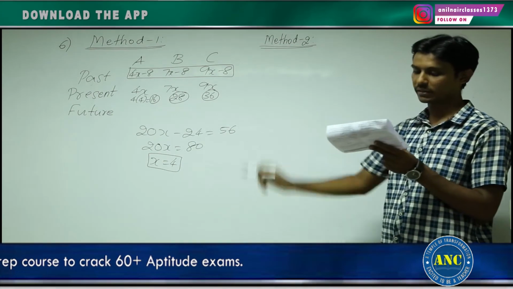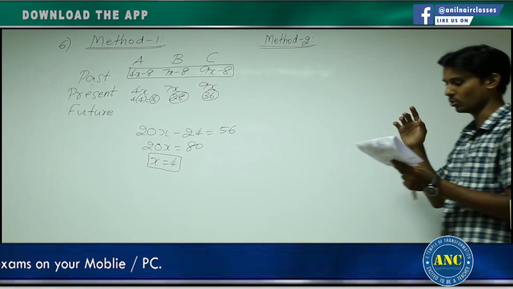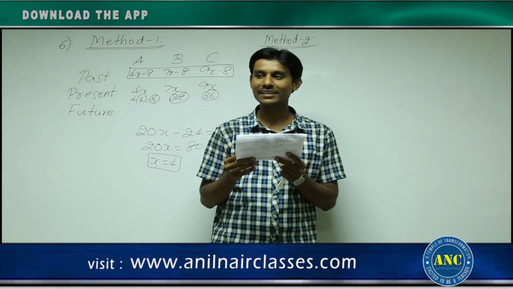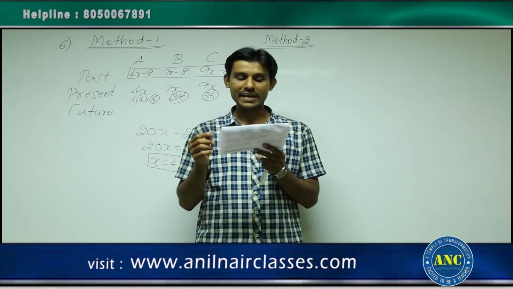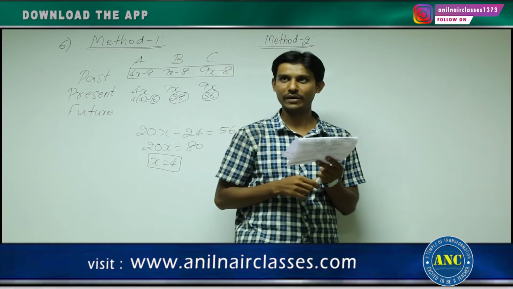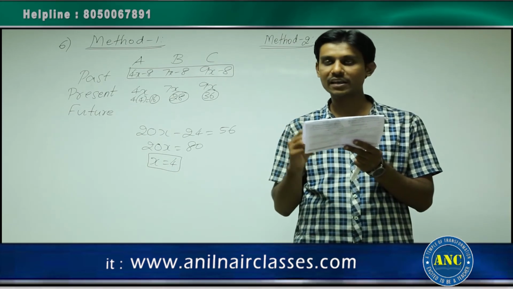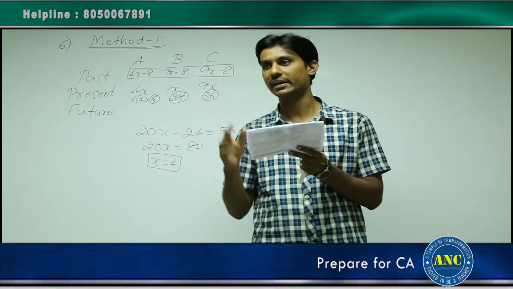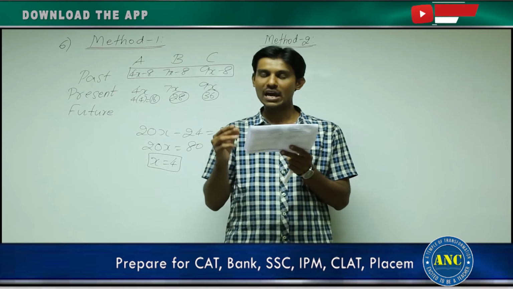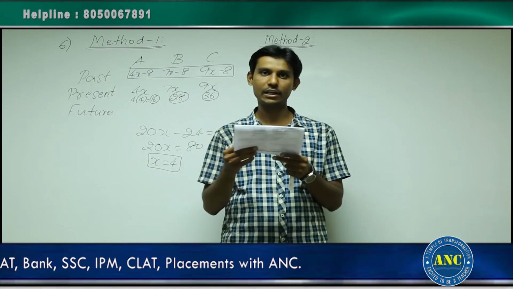Let us solve Method 2. Clear, right? Method 2 is very simple. The present ages of 3 persons are in the ratio 4 is to 7 is to 9. 8 years ago, the sum of their ages was 56. Find their present ages. If you observe the first option, present ages are 8, 20 and 28. That is not in the ratio 4 is to 7 is to 9. Directly you can eliminate the first option because it is violating the first statement. Directly it is ruled out.